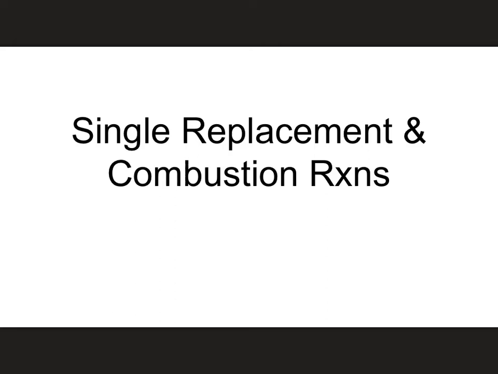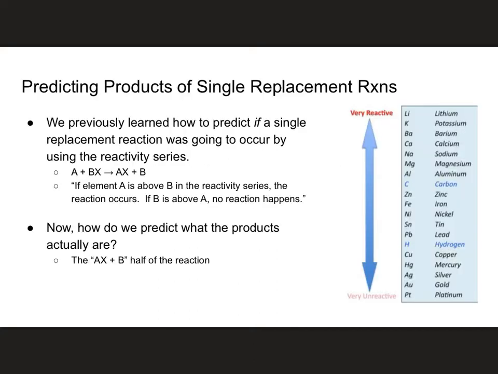Today we are going to finish up talking about single replacement reactions and how to predict the products of a single replacement reaction, as well as combustion reactions and how to predict those products. Previously, when we were learning about single replacement reactions, our only goal was to figure out if they were going to occur. And that was by using the activity series over here on the right side. We didn't try to figure out what they were going to do, we just were trying to figure out if it happened or not.